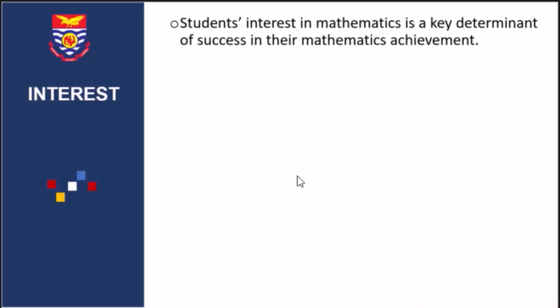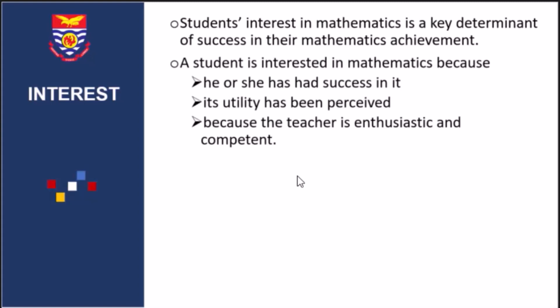How does interest influence our selection of subject matter? Students' interest in mathematics is a key determinant of success in their mathematics achievement. Research has shown, countless times, that students' interest is a key determinant in his or her achievement. A student is interested in mathematics because he or she has had success in it. Its utility has been perceived because the teacher is enthusiastic and competent. So these things can determine whether a student will have interest in mathematics.